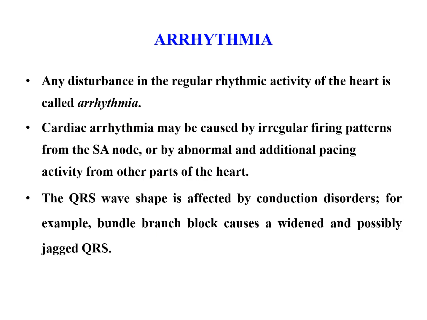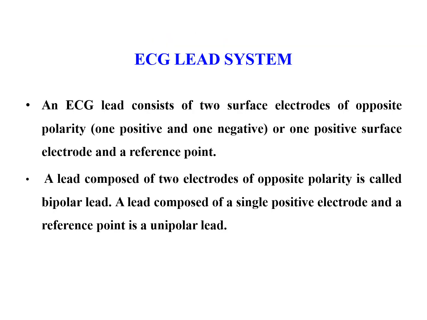Arrhythmia. Arrhythmia means a disturbance in the regular rhythmic activity of the heart. The SA node may be normal, or there may be irregular firing patterns from the SA node, and the QRS shape is affected by conduction disorders. This is called arrhythmia.